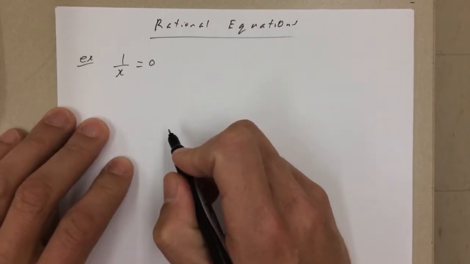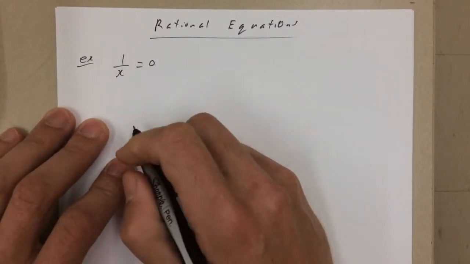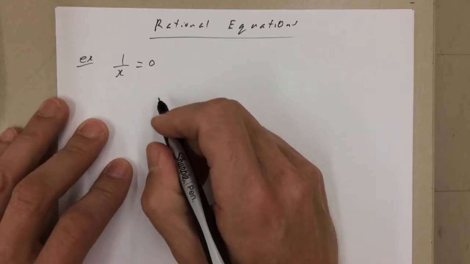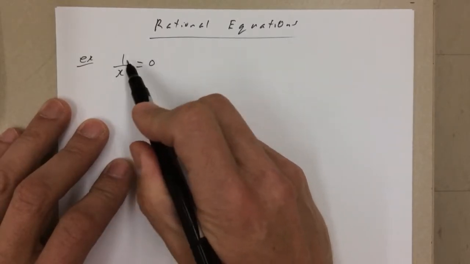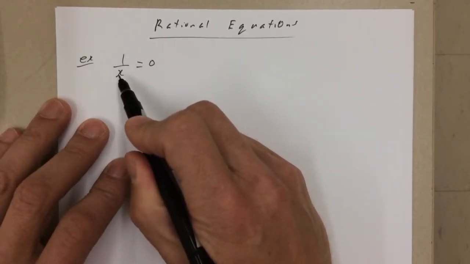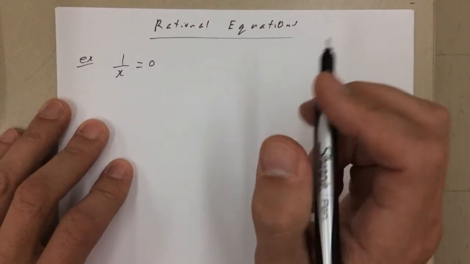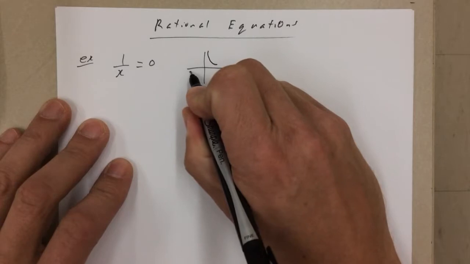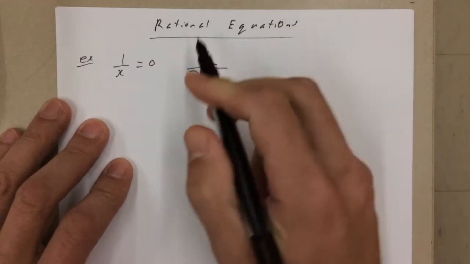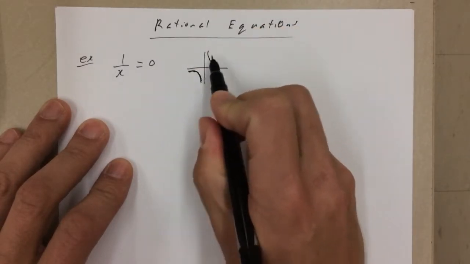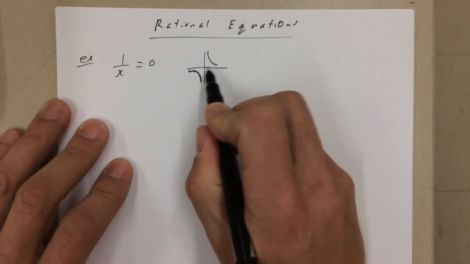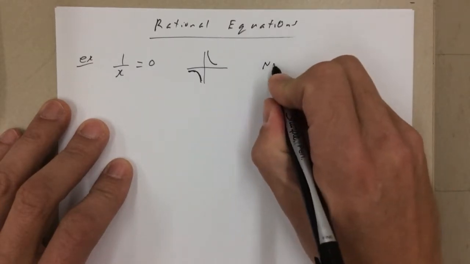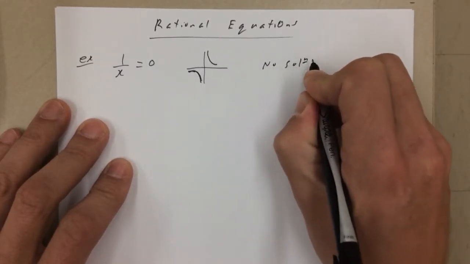If we look at this and we try to find values of x that satisfy that, there won't be any. There's no value of x that will make the left side equal to 0. You can look at that graphically. 1 over x looks like this, so the y value will never equal 0. Therefore there's no solution.